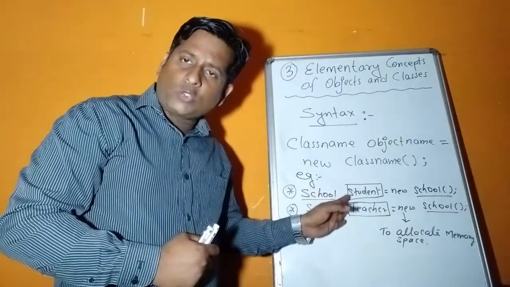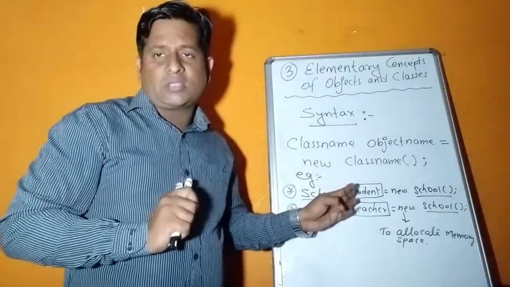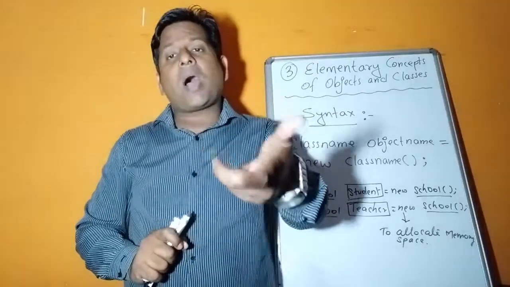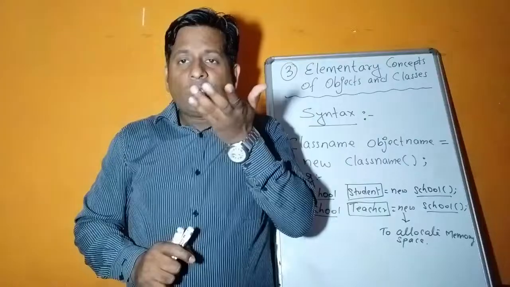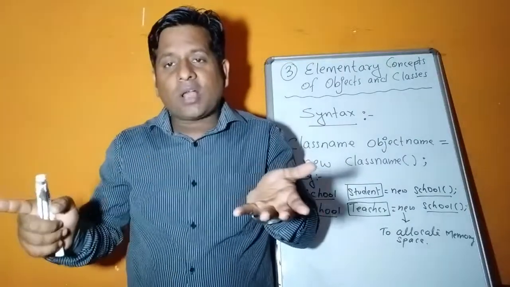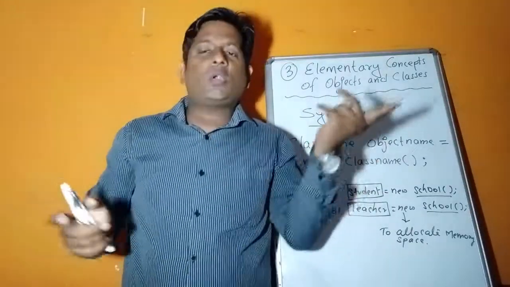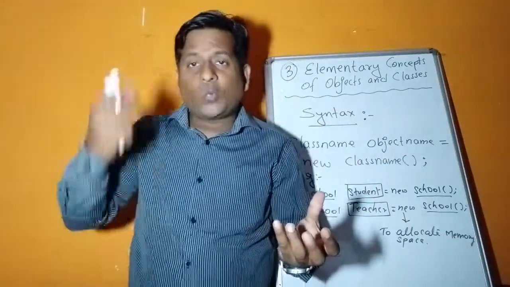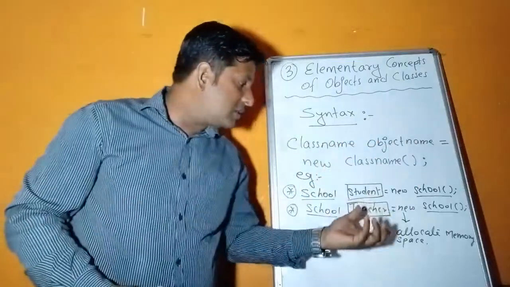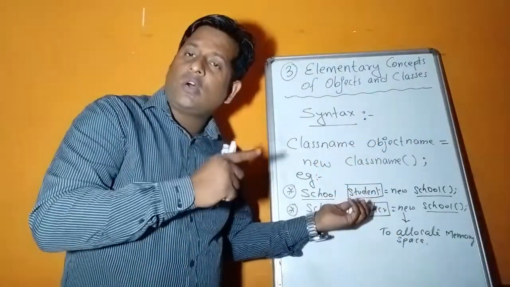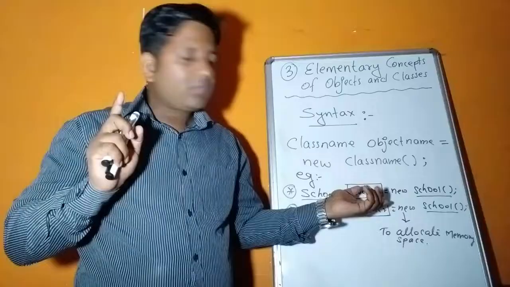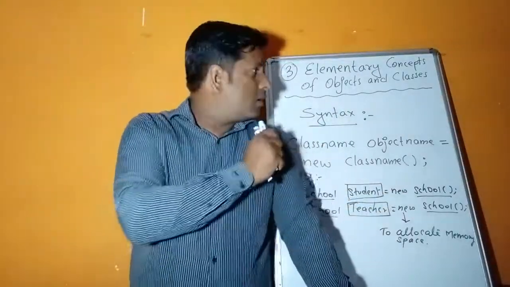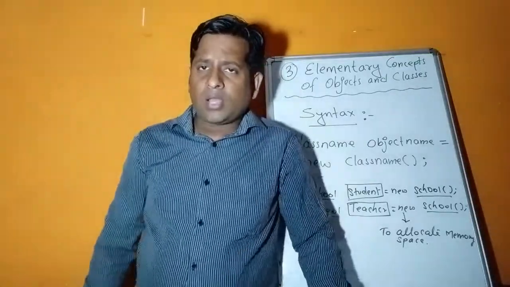Now third point, let us come to objects. Objects are the instance of a class. Instance means part of a class, because to create an object we need a class. If class is not there, we cannot create the object. Not possible at all. That's why we can say objects are the instance of a class. So clear children?